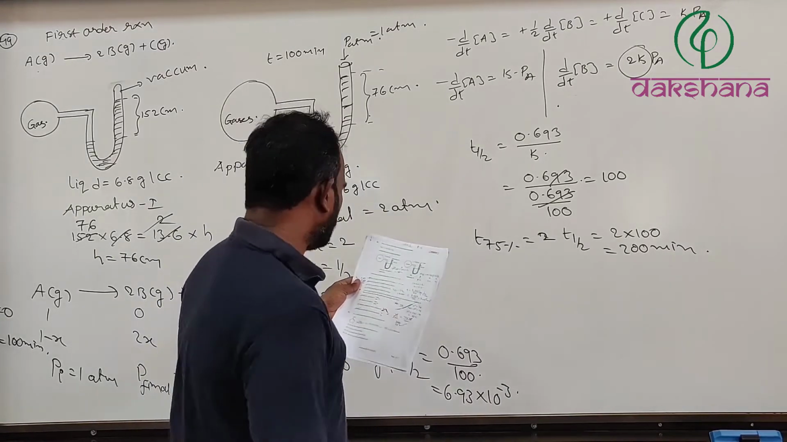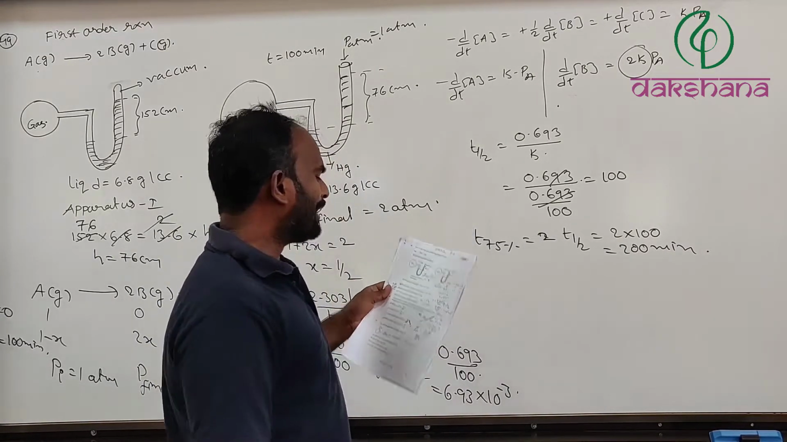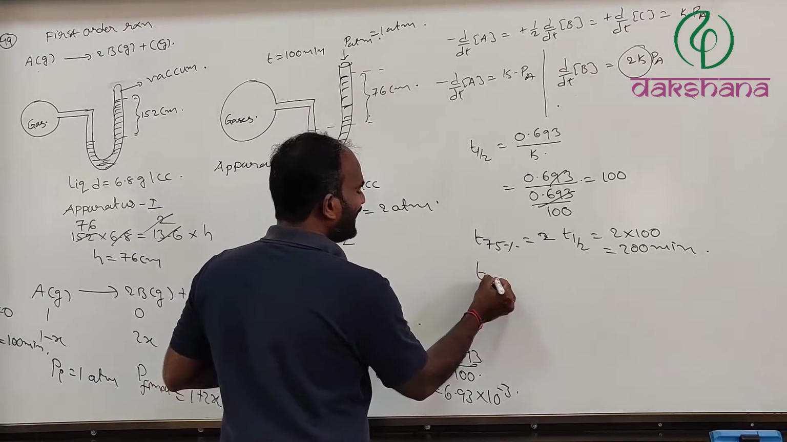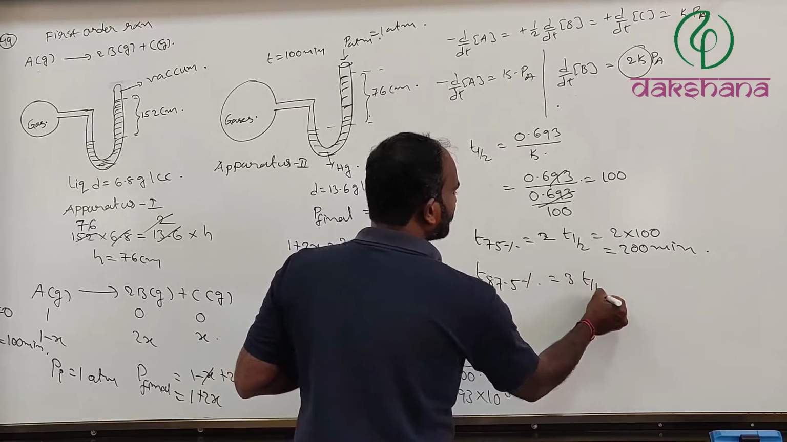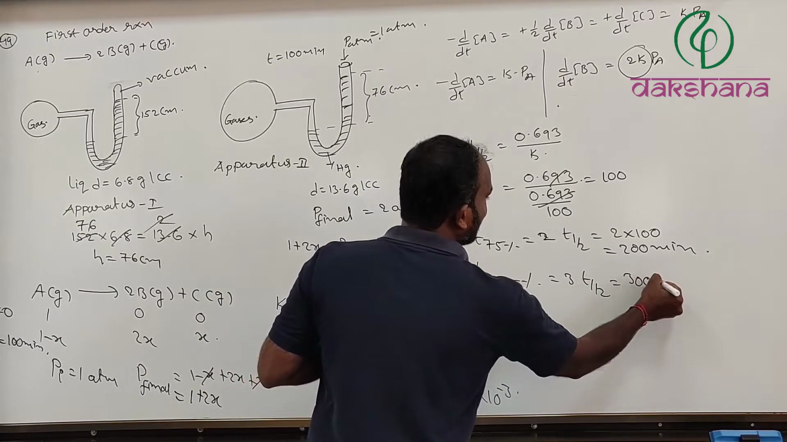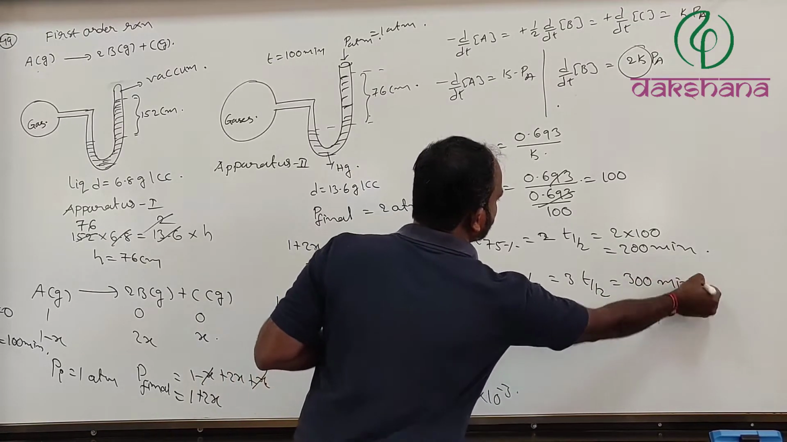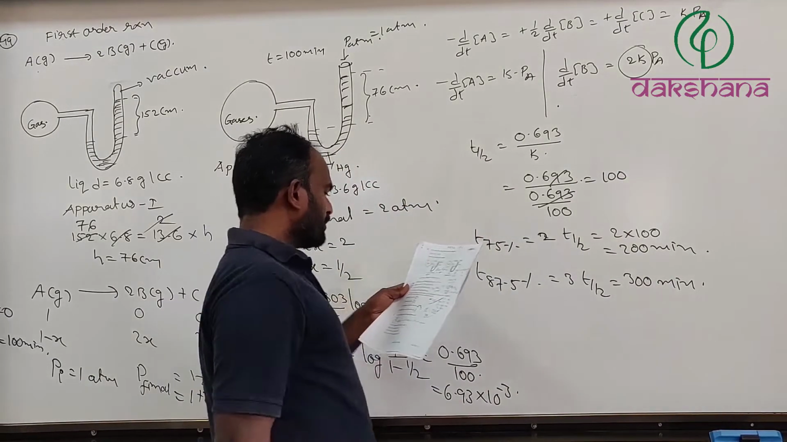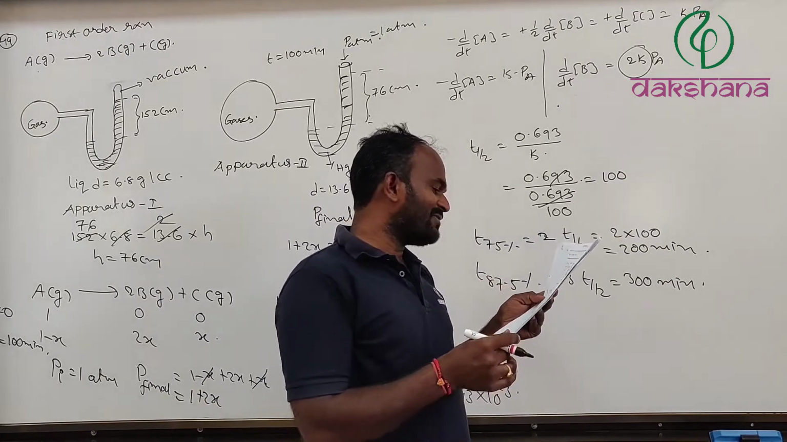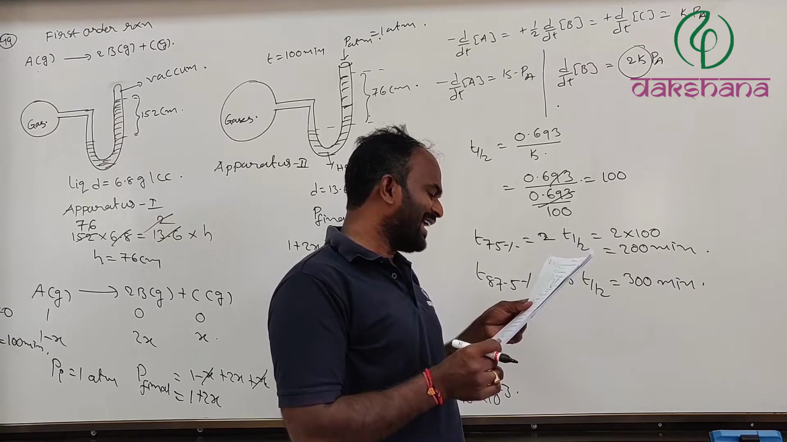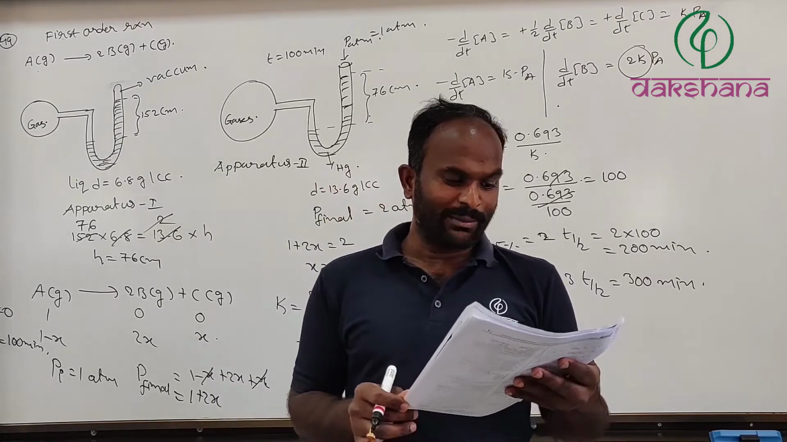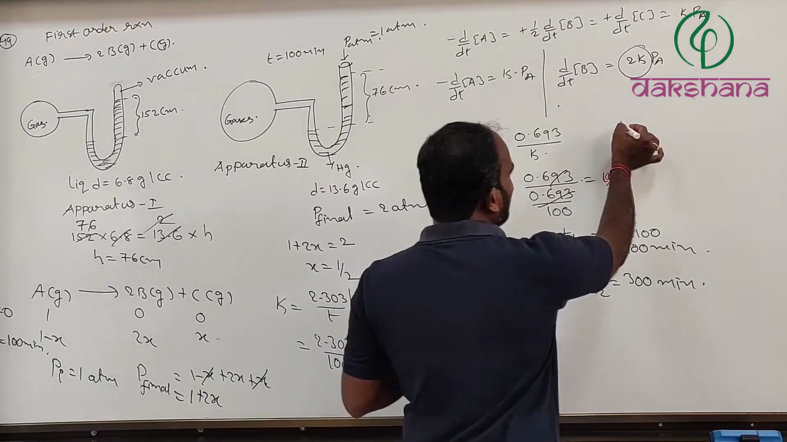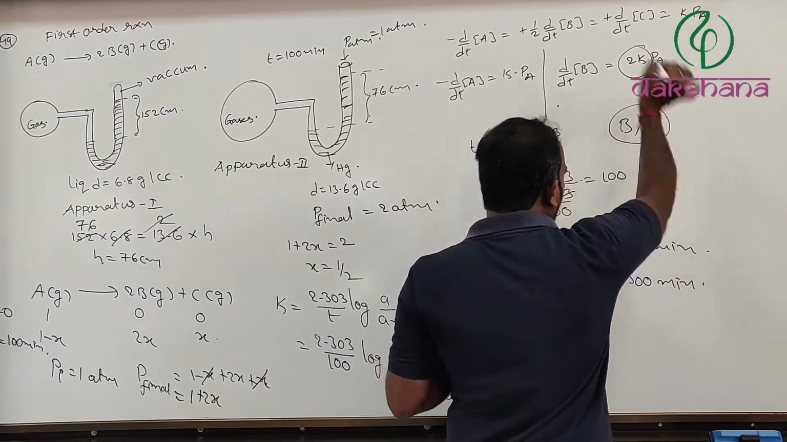87.5% of the reaction is completed in 100 minutes. T 87.5% is equal to 3 times T half. That value will be approximately 300 minutes. So, option A is wrong. Option B as well as C, we can take both. So, remember once again, option B as well as C, both are correct.